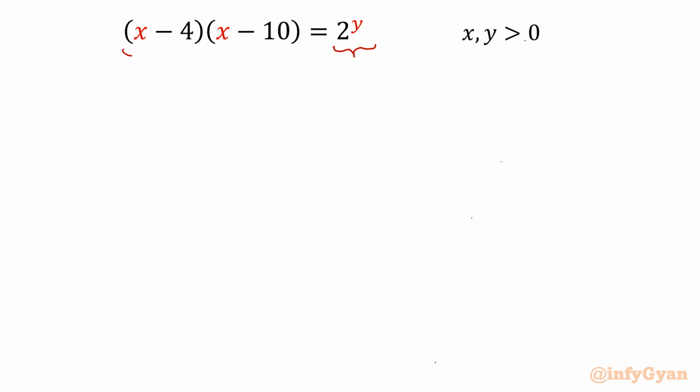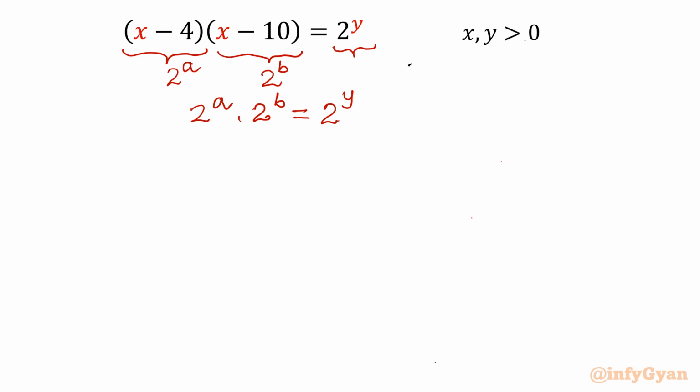So I am considering x − 4 as 2^a and x − 10 as 2^b, so that I can write 2^a times 2^b equal to 2^y. A few conclusions we can draw from here.